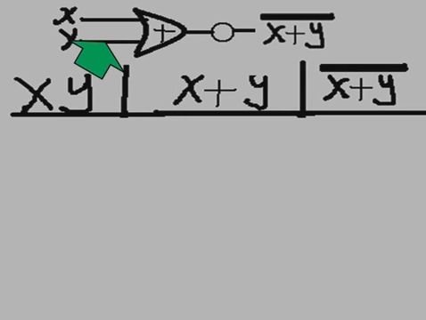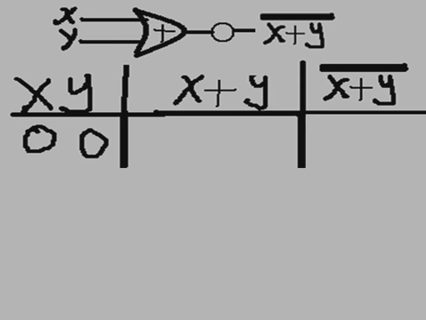So here's our xy component. Here they get ORed, and at that point they have been negated, giving us not x or y. So let's begin our input. 0, 0. OR these two together and you get a 0. Negate that and you get a 1.